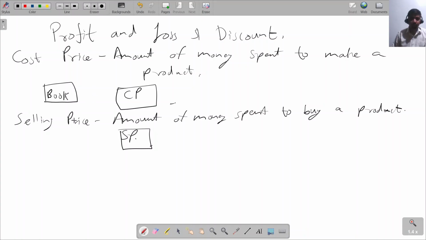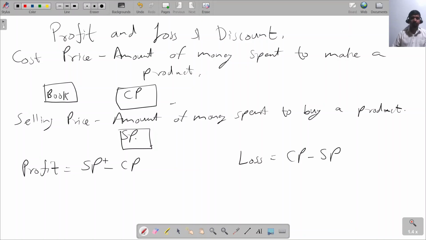Now suppose you start a business, so you'll have either profit or loss. What is the profit formula? Profit happens when selling price is more than cost price. You have got profit. And when does loss happen? Loss occurs when cost price is more than selling price. Remember this. It is a very simple concept. When you sell high, you have profit. When the cost price is high, you have got loss.